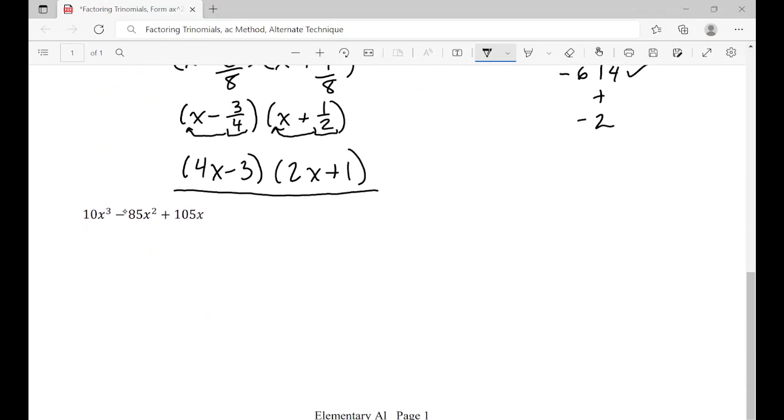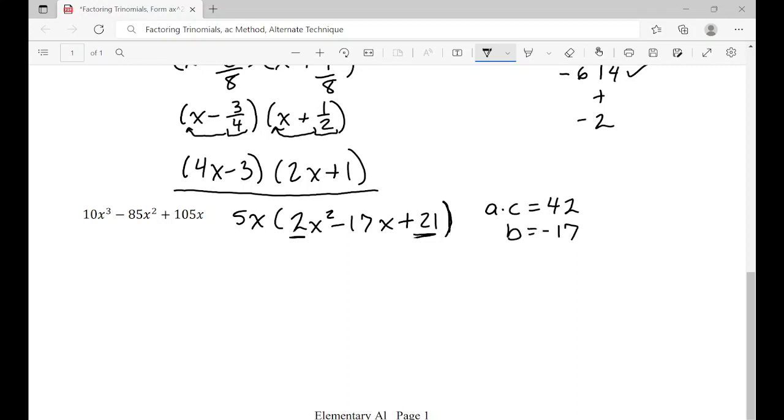Last, 10x cubed minus 85x squared plus 105x. Got a GCF in here, which is 5x, so I will factor a 5x out. And the remaining is going to be 2x squared minus 17x plus 21. So I take my a and c term, multiply them, and I get 42. And my b term is negative 17. So what times what equals 42 that adds together to give me negative 17?